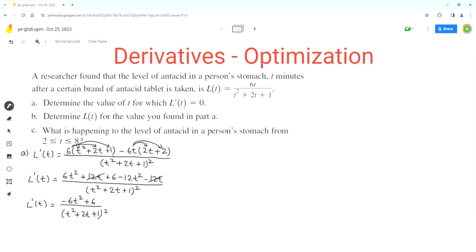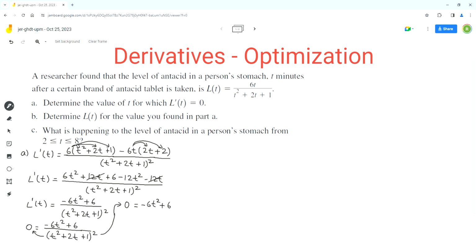Now we have to find the value of t for which L prime of t is equal to 0. So we'll substitute L prime of t equals 0 on the left side, and then solve for t. Next we can cross multiply the denominator. So 0 times the denominator will be equal to 0. So we get 0 equals negative 6t squared plus 6.